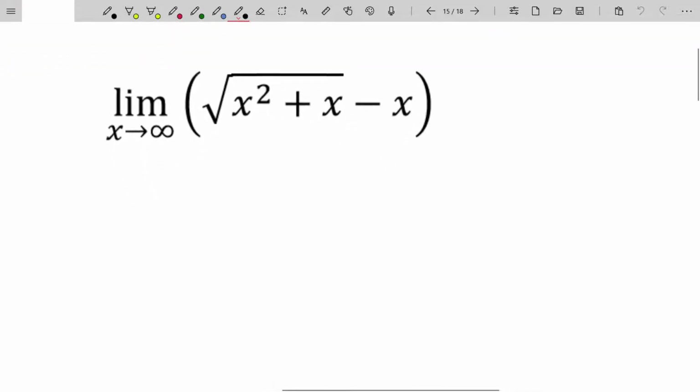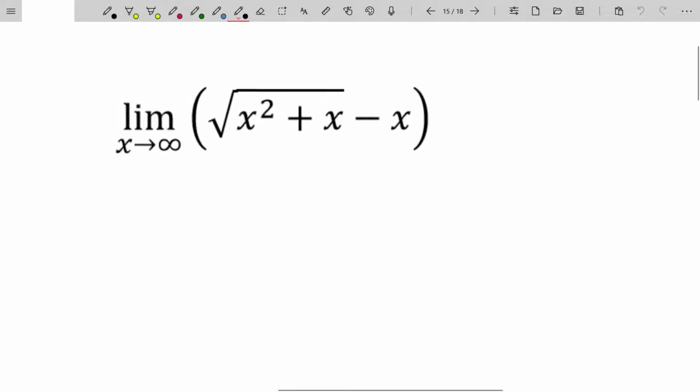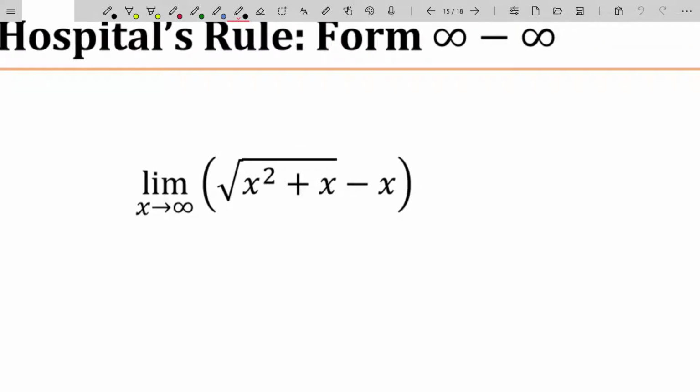The limit as x goes to infinity of the square root of x squared plus x minus x. This is definitely of the form infinity. Let me go ahead and write it here. This is infinite and this is infinite, and we're having a subtraction sign in between. So that's definitely an indeterminate form, infinity minus infinity.